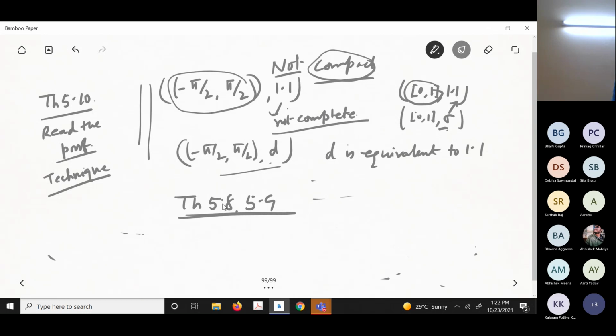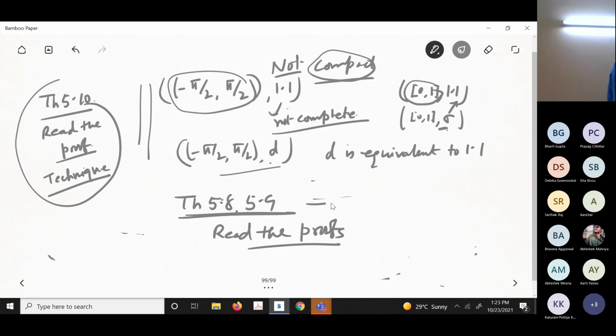Think of this as just tutorial problems. You read the proofs. First you read the proof of this. Here we are using this. And somewhere if you do not understand, you ask, because the reason is that here some techniques are involved. Those techniques you need to learn. Make sure that you do it.